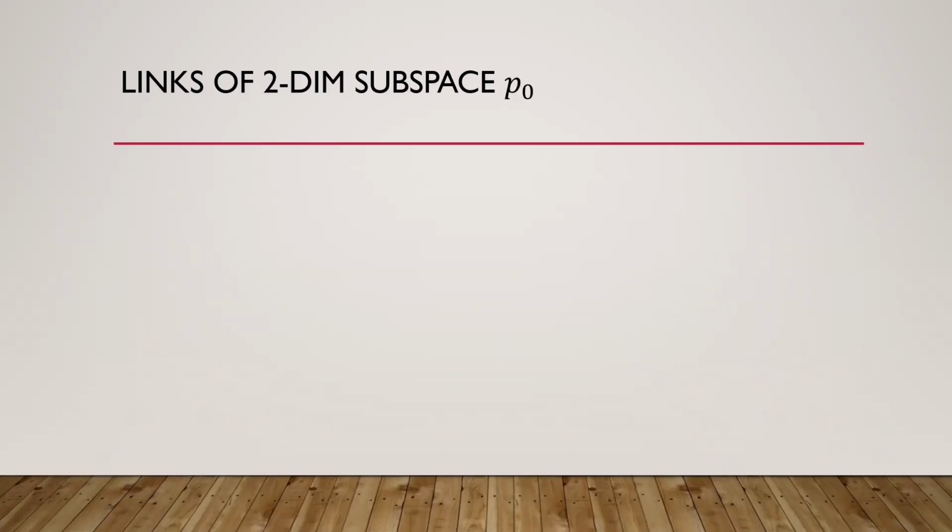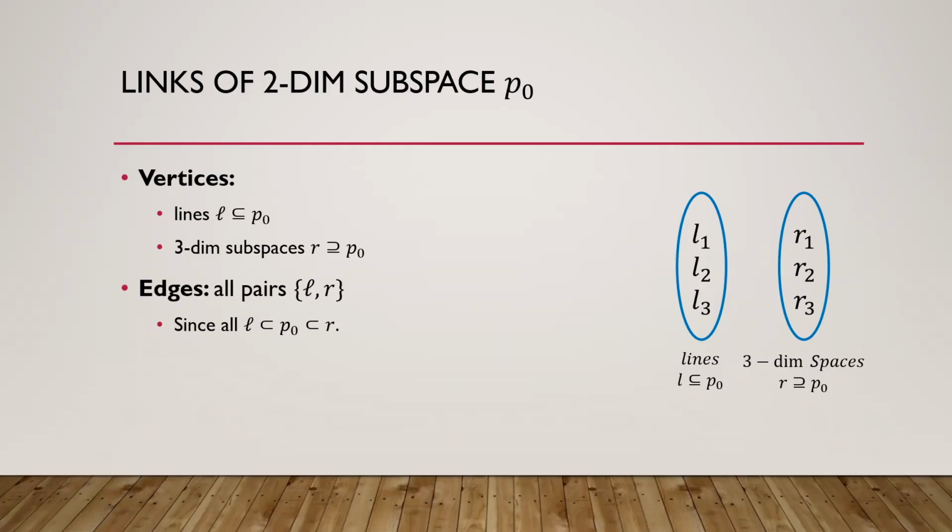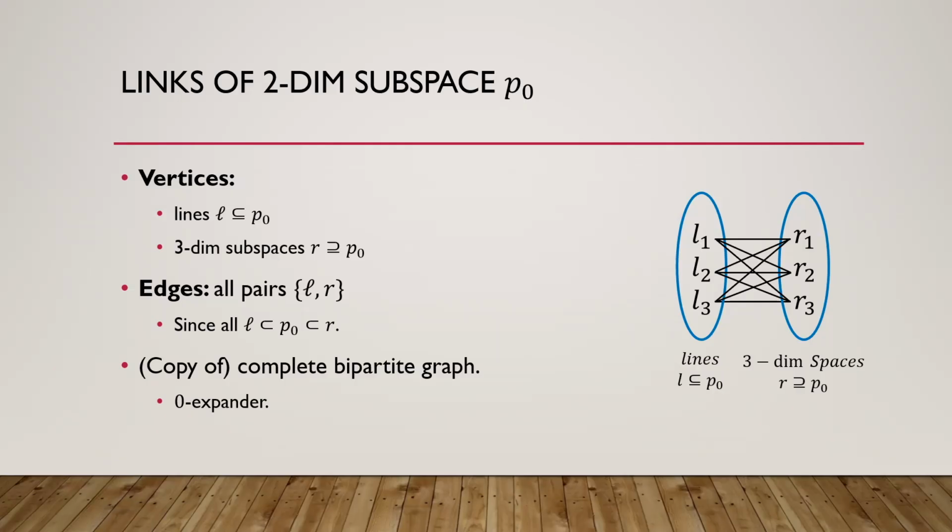Good. What about 2-dimensional subspaces? Well, so links here will look slightly different. So let's fix our 2-dimensional subspace P naught. This time, vertices will have 2 different flavors, either lines inside the plane or 3-dimensional subspaces that contain the plane. And this time, if you think for a second, what edges do we have in the link of a plane? Well, we'll have all pairs of line and 3-dimensional space, because for every line contained in the plane and every 3-dimensional space that contains the plane, we will always get this chain of containment. So in other words, this is just a complete bipartite graph.